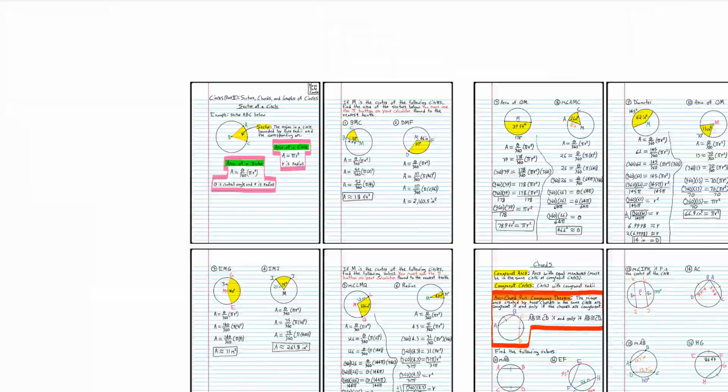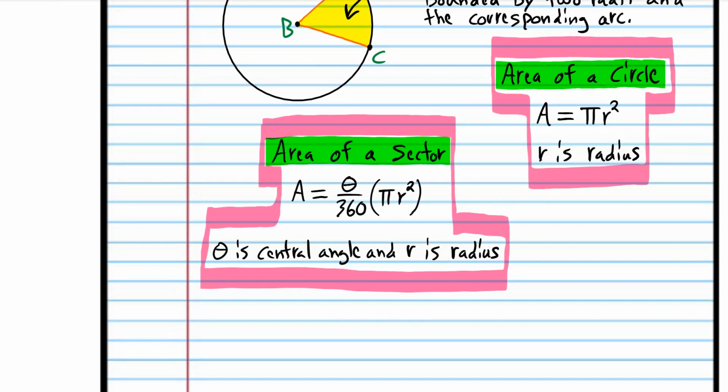Now, you may recall that this formula is very similar to the formula for arc length. The only difference is that this is the circumference. You're taking the circumference and finding a fraction of it, which is arc length. With this, you're taking the area and finding a fraction of it.